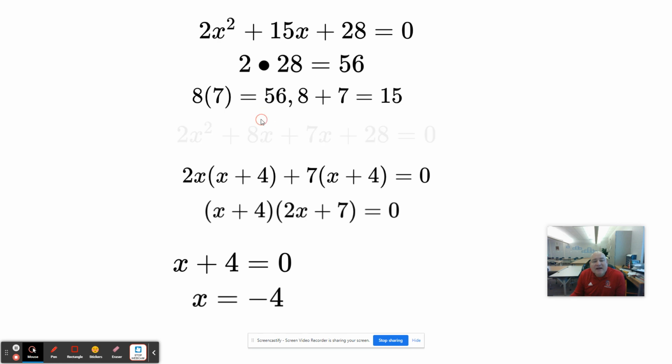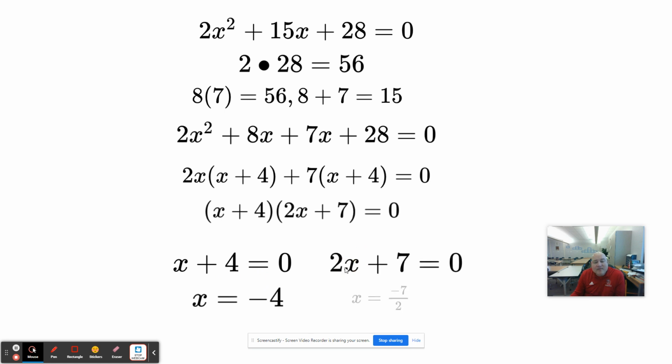So we'll replace the 15x with 8x plus 7x, basically expanding this out. We'll pull out the common factor from the first two terms of the 2x, leaving us with x plus 4. The last two terms, we can pull out the factor of 7, leaving x plus 4. The common binomials, x plus 4 times 2x plus 7, is the factoring for 2x squared plus 15x plus 28. We'll then set each factor equal to 0. x plus 4 equals 0, which means x equals negative 4. 2x plus 7 equals 0, which means that x equals negative 7 halves.